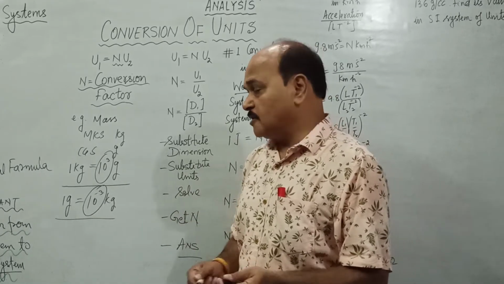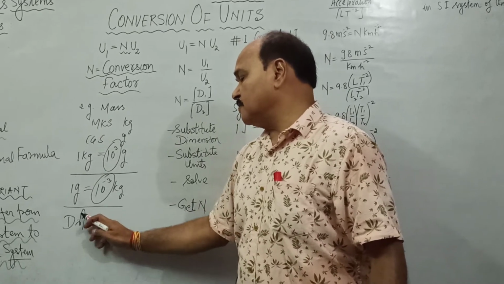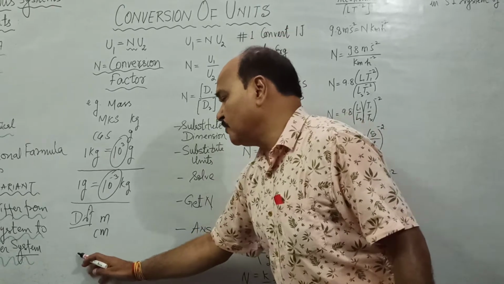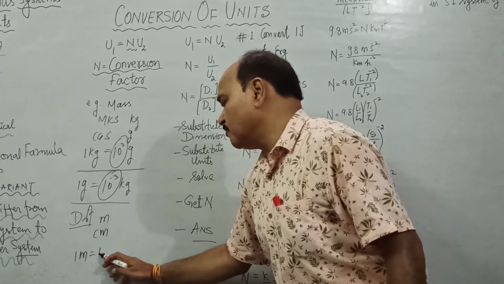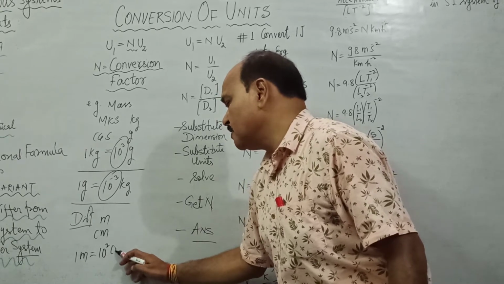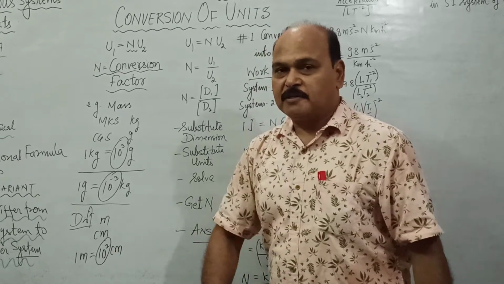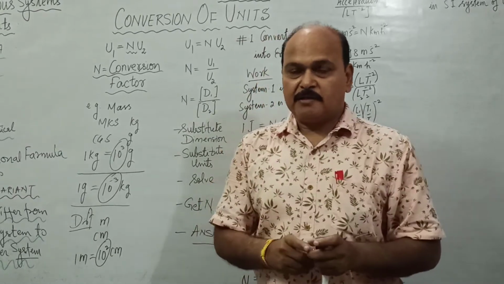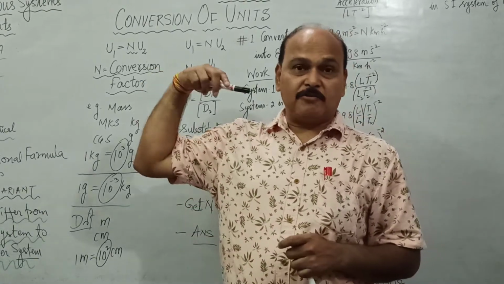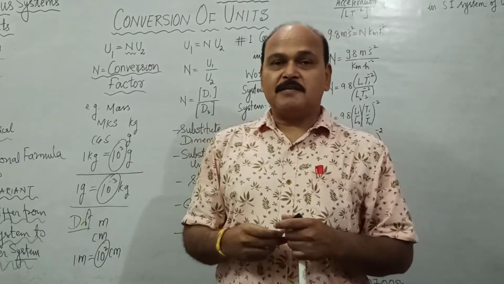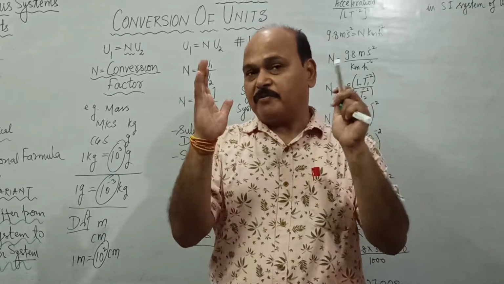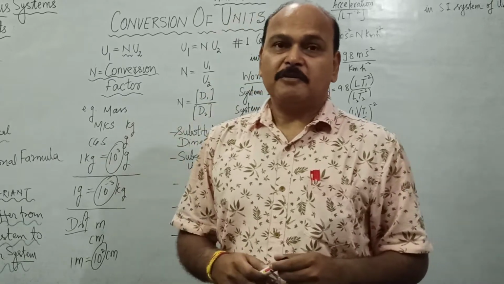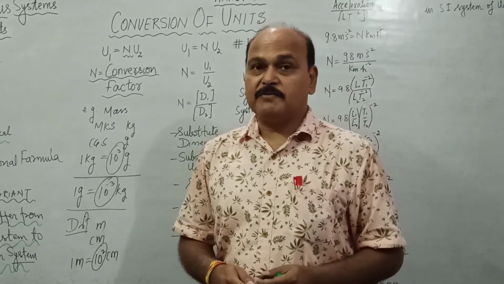Distance. The unit of distance in MKS system is what? Meter. In CGS system is what? Centimeter. And we know 1 meter is equal to 100 centimeter, 10 to the power 2 centimeter. So what is this 10 to the power 2? The conversion factor for distance from one system to another. So this way, every unit is associated with the unit of the same quantity in some other system with the help of a constant. That constant is called the conversion factor, and that is what we will work out through various examples which we are going to deliberate today.